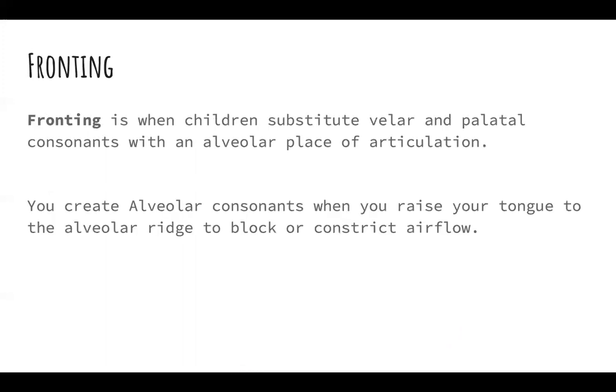Okay, so now I can finally get over what fronting is. Fronting is when children substitute those velar and palatal sounds with an alveolar place of articulation. You create the alveolar consonant when you raise your tongue to the alveolar ridge to block or constrict airflow. So the alveolar ridge is the little bump that is at the back of your top teeth where your teeth connect to the top of your mouth. So if you take your tongue and slide it down from the roof of your mouth to your top teeth and you feel a little bump, that's where it is. That's the best way I can describe it, really.